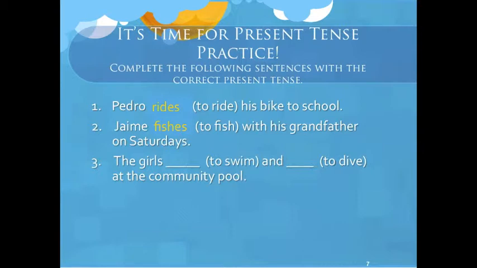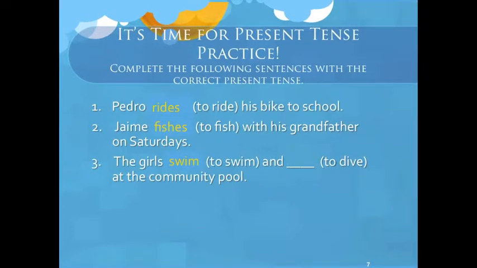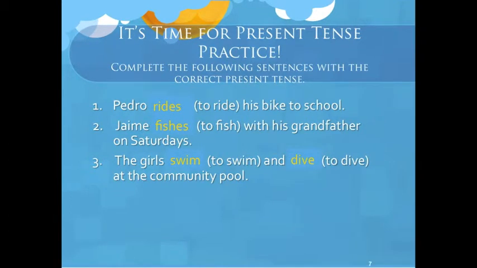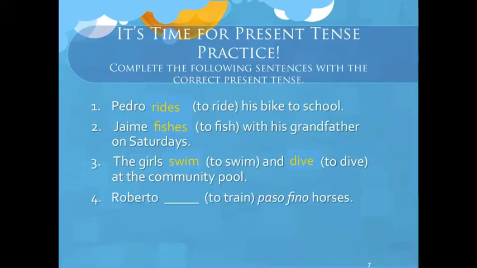Let's look at this, Gail, carefully. The girls. How many are there, Gail? Well, there's more than one. So it's they. So the verb would be swim. And what about dive? To dive, would it be dive or dives? What do you think, Gail? I think it's dive. That's right. It doesn't end with an S because we were talking about how many girls? More than one. Good.